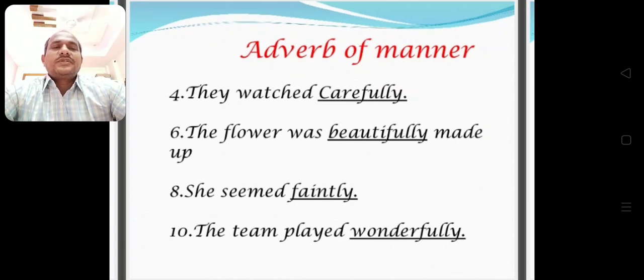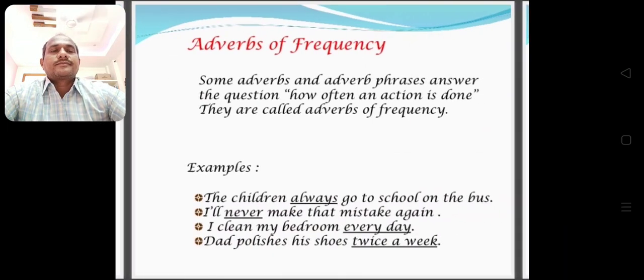The flower was beautifully made up. How was the flower made up? Very beautifully. She seemed faintly. How did she seem? Faintly. The team played wonderfully. How did the team play? Wonderfully. So carefully, beautifully, faintly, wonderfully are the adverbs of manner.